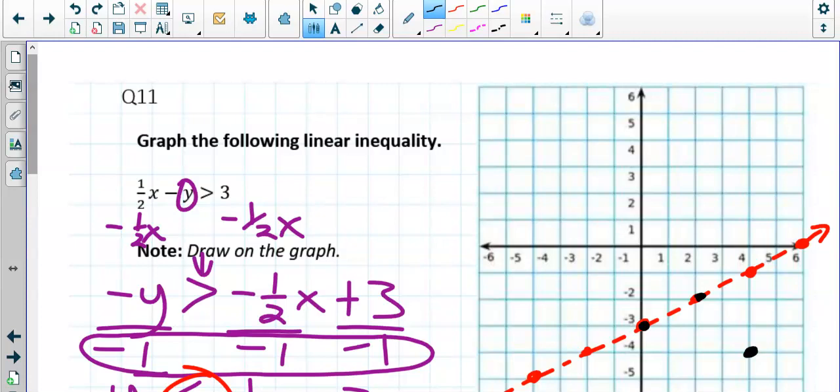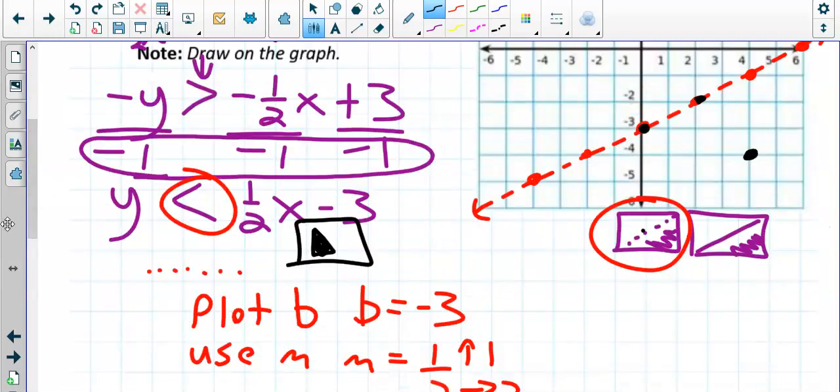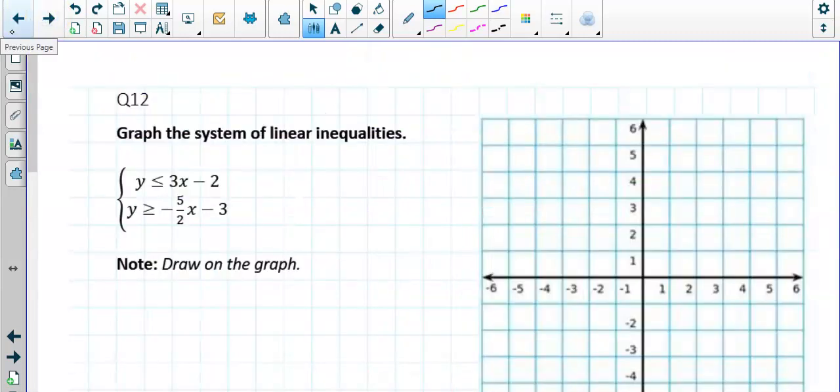So again, remember that these buttons take 3 clicks. 2 clicks to make the line, and then the third click is where the shading happened. So if you look at your graph, the shading was down below our line. So that would be where I would click the third time to solidify the shading. Okay? All right, next question.